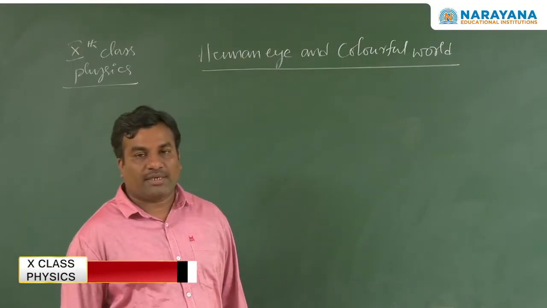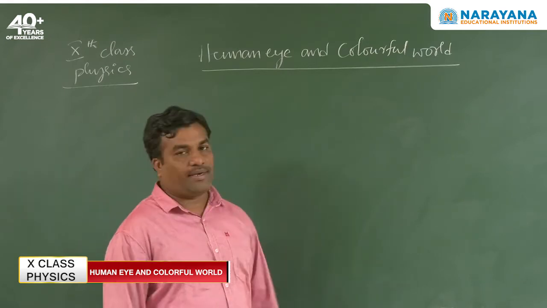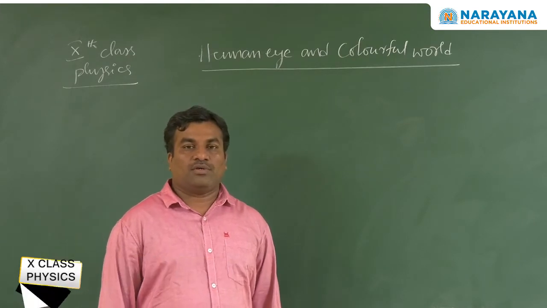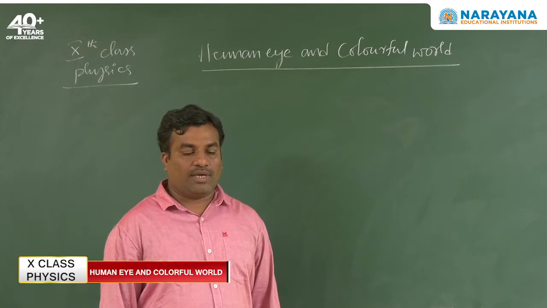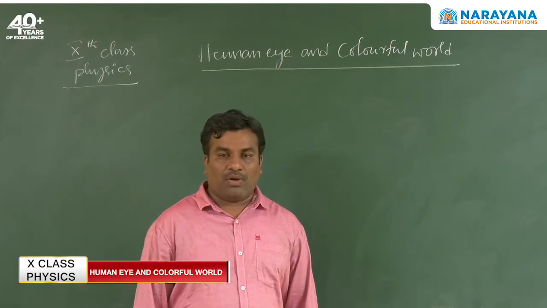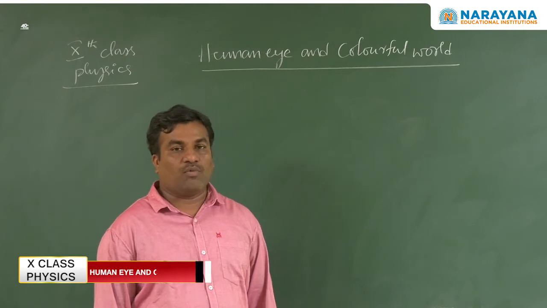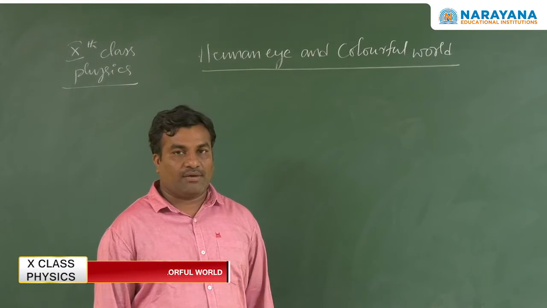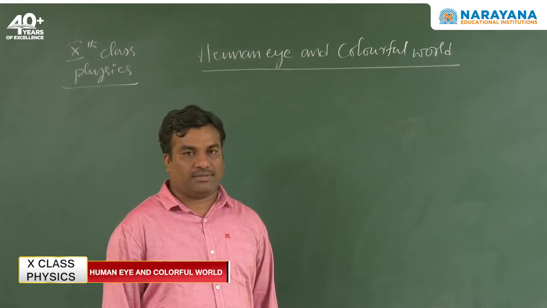Let's discuss 10th class physical science. The topic is the human eye and the colorful world. Everyone knows our eye is a sense organ, and here we discuss the parts of the eye. The eye is the most important sense organ, so we can see objects and the colorful world around us.